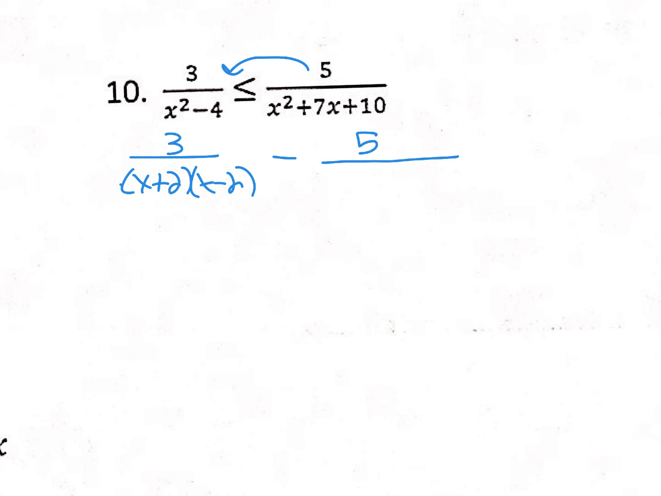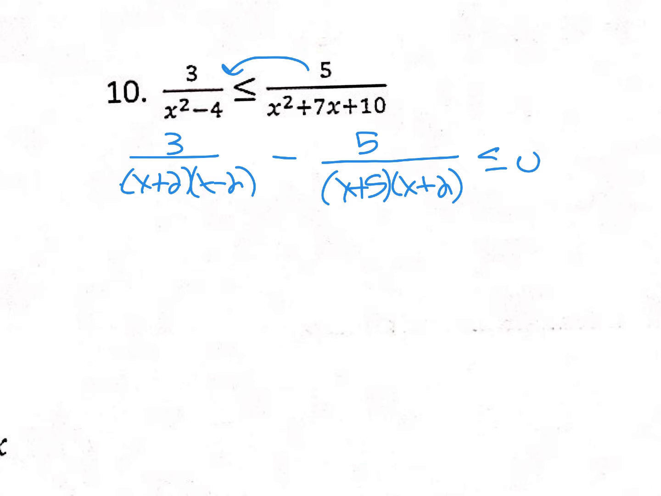It becomes minus because I'm moving it across. So I'm going to factor the bottom of it also, make it x plus 5, x plus 2. And that is going to be less than or equal to 0. So all I did on the first step is I factored everything, and I moved the fraction on the right side over to the left side.